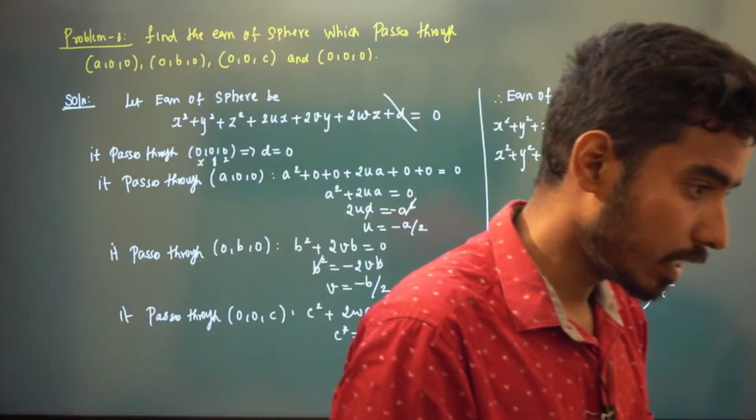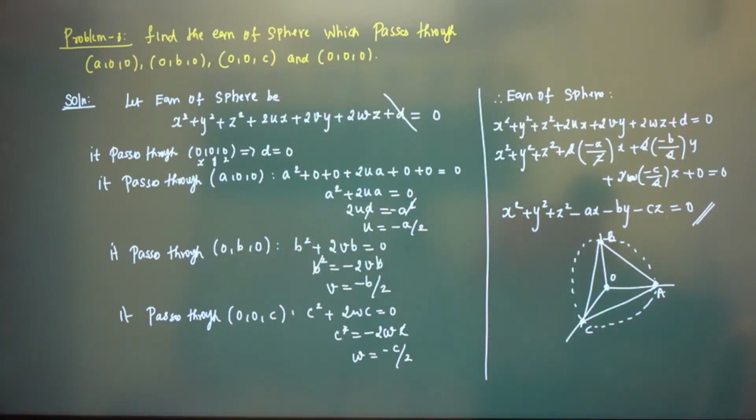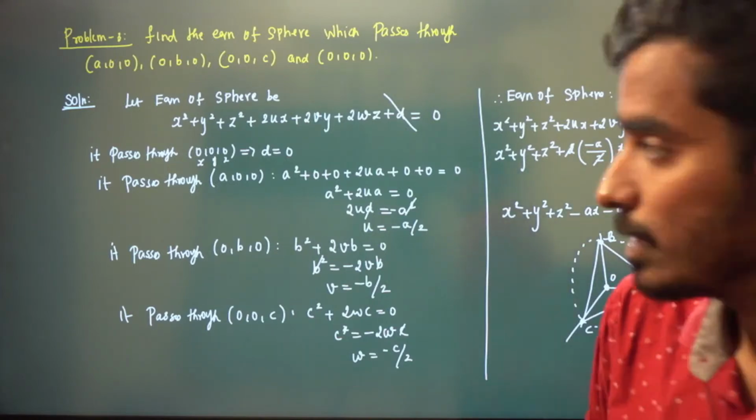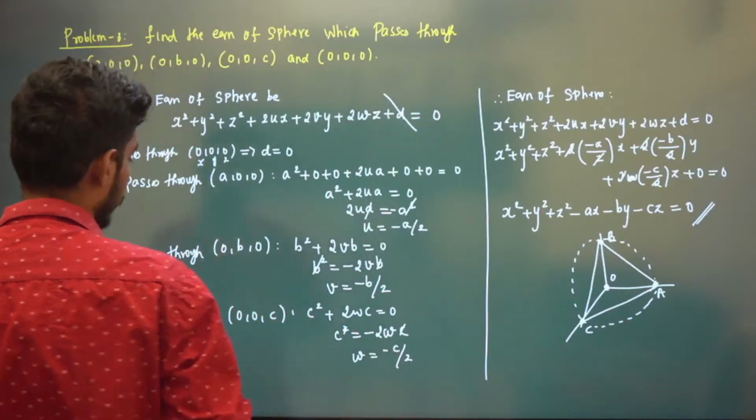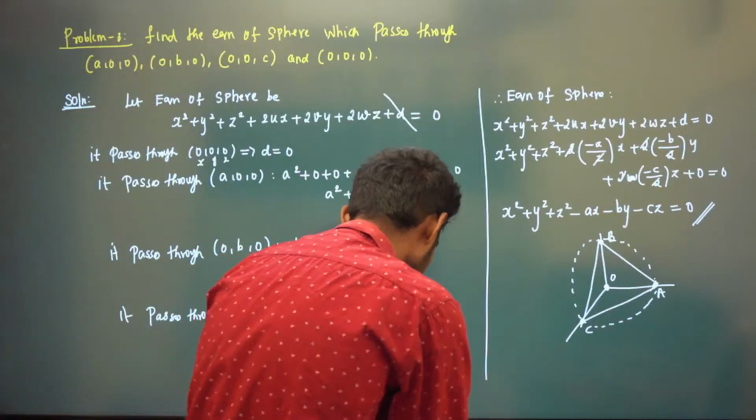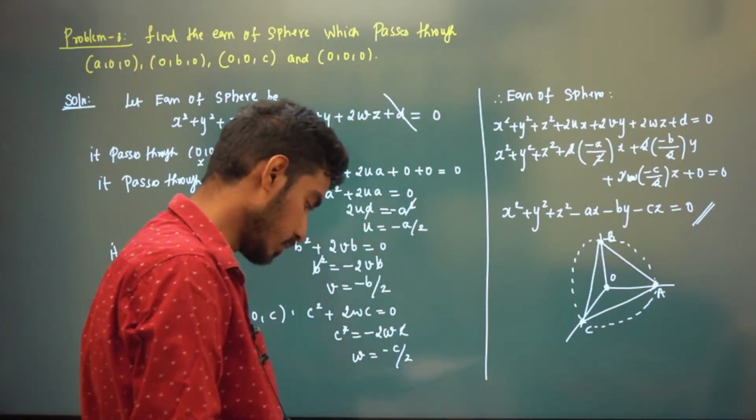Whenever you want to find the equation of a sphere that is passing through these 4 points, just remember this, very important: x square plus y square plus z square minus ax minus by minus cz plus d is equal to 0. We'll move on to the fourth problem, to find the equation of sphere.